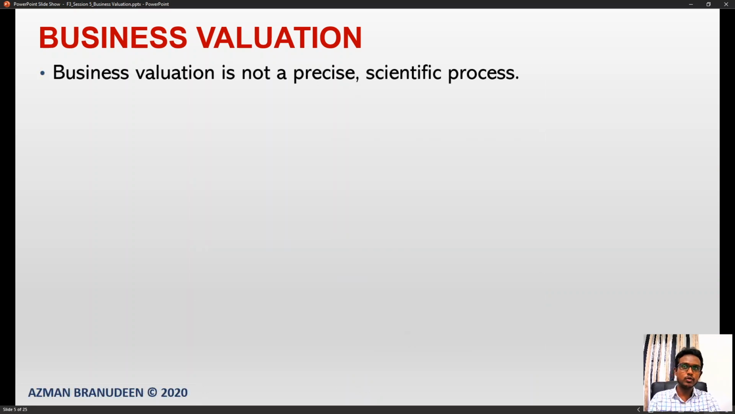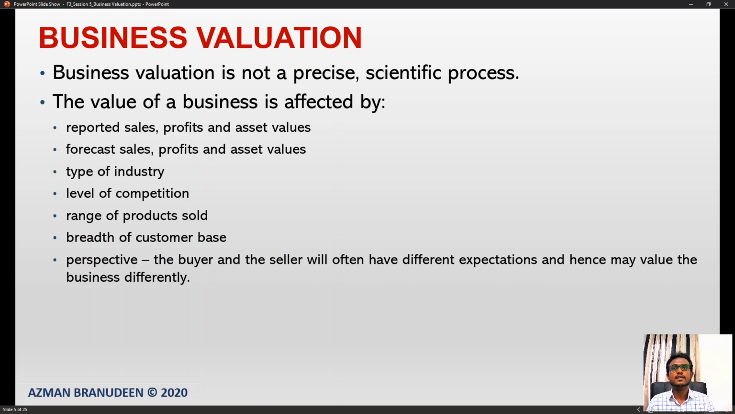So this is basically a quick snap of business valuation, but it's really more interesting than that snap alone. The beauty of business valuation is that it is not a precise or scientific process. It's not an exact science, right? There can always be a challenging value to a business. The value of a business is affected by numerous factors, like reported sales, profits and asset values, forecast sales, profits and asset values, type of industry, level of competition, range of products sold, breadth of customer base, perspective of the buyer and the seller, who will often have different expectations and hence may value the business differently.